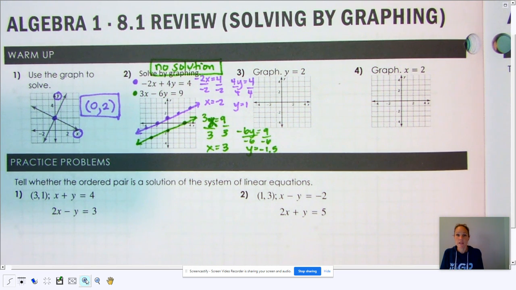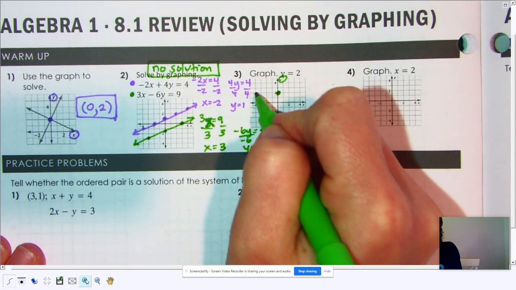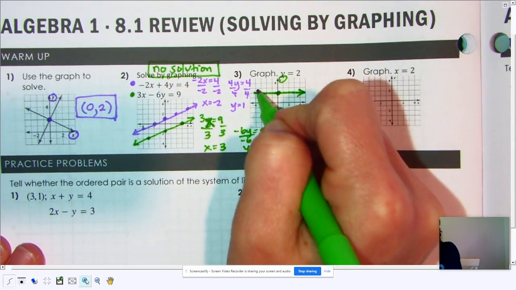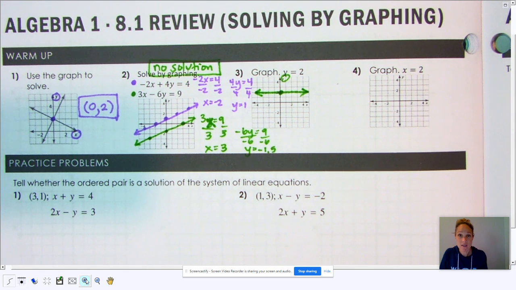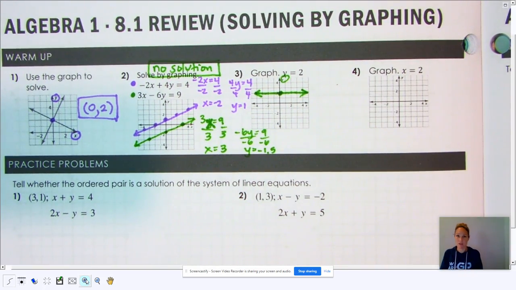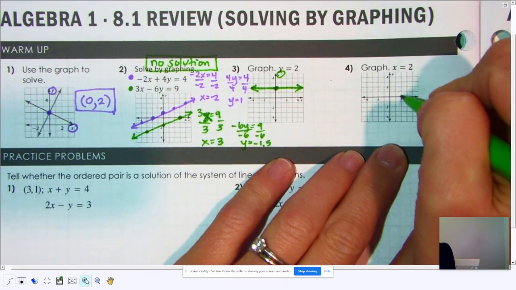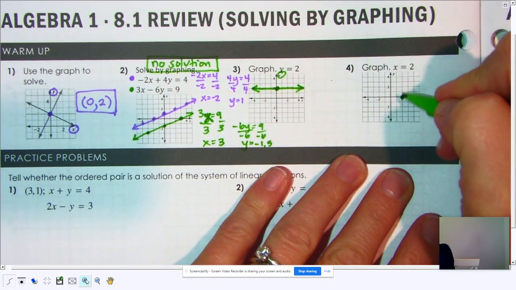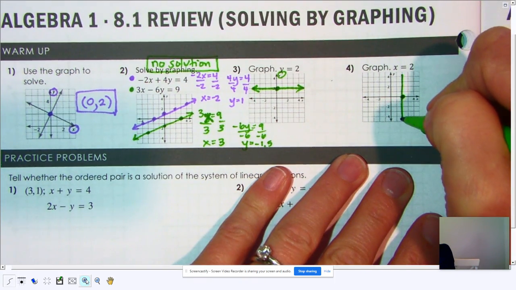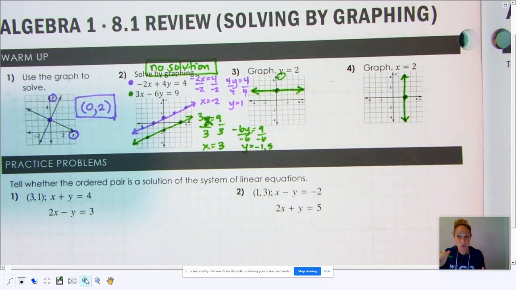Okay, so the next one is super easy compared to this. Graph y equals 2. So look, you guys, here's y. Here's where y is equal to 2. And then if y is always equal to 2, that line right there represents all of the values for x where y is equal to 2. No matter what x is, y is always going to be equal to 2. And so that's the graph for that. Then this one, if x equals 2, I'm going to find x equals 2 on the x-axis. And then if that value of x is always 2, that is the line that represents when that is true.